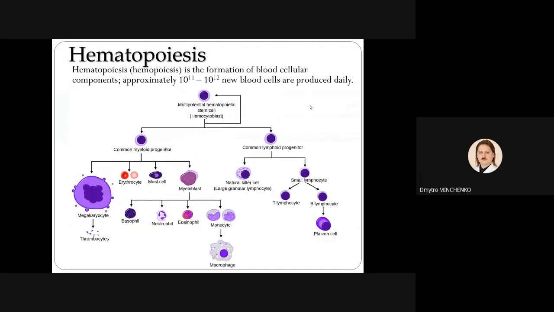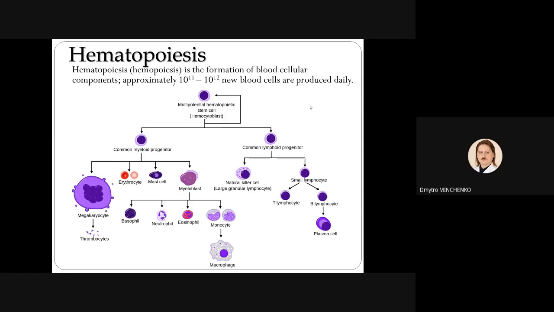Let's begin with hemopoiesis. To start off, one of the main processes that creates the blood system is hemopoiesis. It is the formation of blood cellular components. Daily, up to as much as 10 to the 12 new blood cells are produced. Everything begins with the multipotential hematopoietic stem cell, or hemocytoblast.